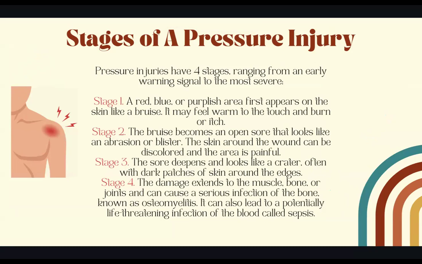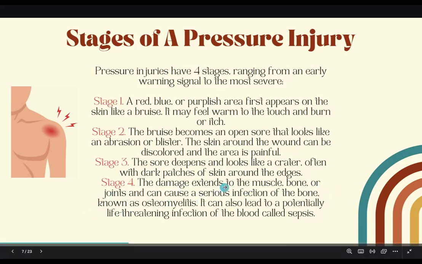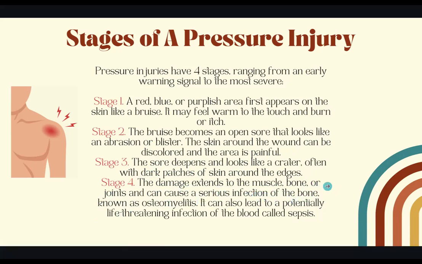Sometimes I find usually the sacrum, like the backside, the bony prominence, basically between your butt cheeks, is a high risk area. Heels as well as toes, when you've got heavy sheets or blankets sitting on toes as well, are very high risk areas. So the sore deepens and looks like a crater, often with dark patches of skin around the edges. The damage extends to the muscle, bone, or joints and can cause a serious infection of the bone known as osteomyelitis. It can also lead to potentially life-threatening infection of the blood called sepsis.